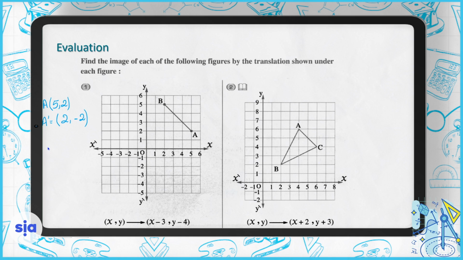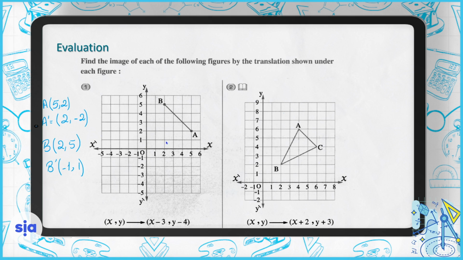And for point B, the coordinate of point B is (2, 5). Each x make it minus 3, so 2 minus 3 is negative 1, and each y make it minus 4, 5 minus 4 is 1, so it will be (-1, 1).